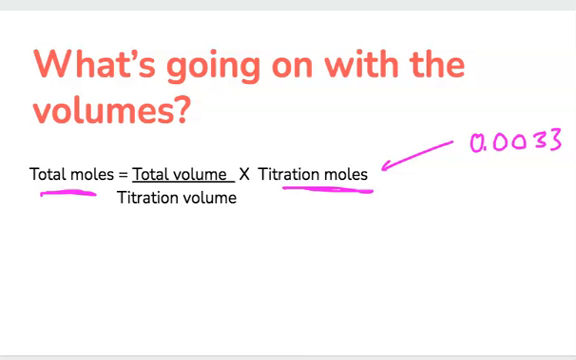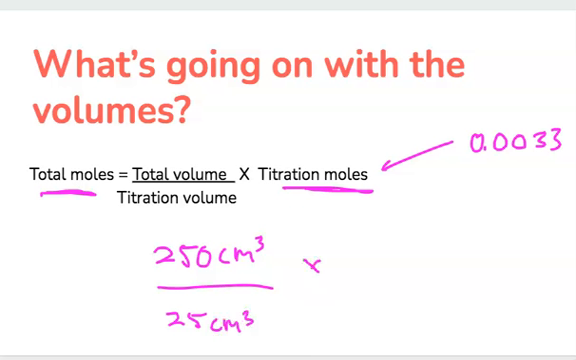But the total moles is going to be a lot more than that, because we took a 25 centimetre cube sample and did a titration with it, but the total moles will be all the moles in that full volume of 250 centimetres cubed. So with this calculation, for our example, the total volume is that 250 centimetres cubed. The titration volume is 25 centimetres cubed, and the titration moles is 0.0033 moles of sodium carbonate.